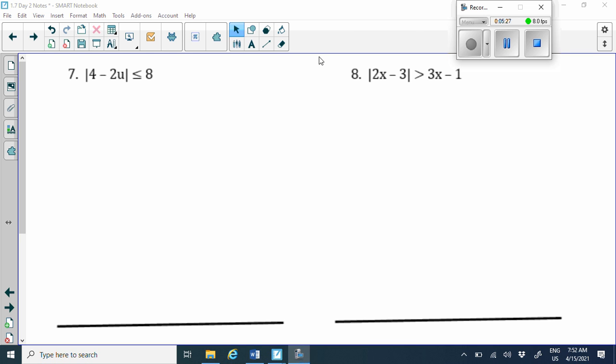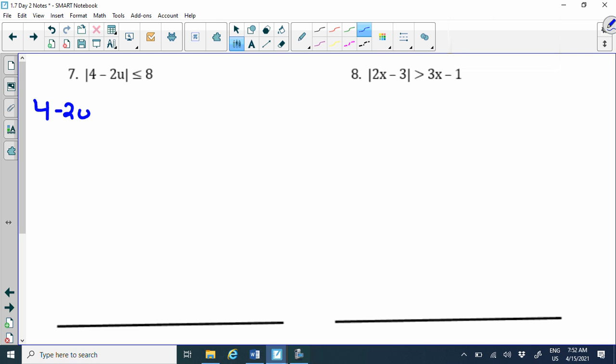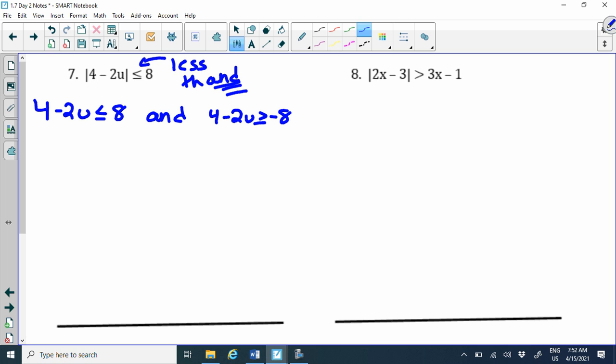Okay, so here we're going to do the same thing. We create 2 inequalities. So I have 4 minus 2u less than or equal to 8. Now we need to determine if this is an and or an or problem. This is a less than. Okay, so since it's an and, we're going to shade in between. And then I have 4 minus 2u greater than or equal to negative 8.